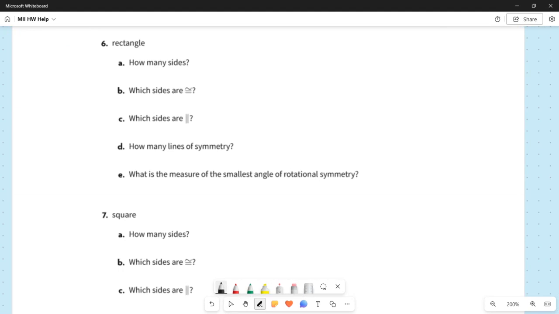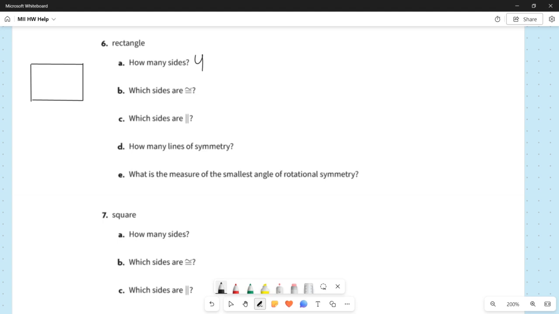Question 6, talking about a rectangle. So you guys have known since elementary school what a rectangle looks like. Okay. So there's my rectangle. How many sides? A rectangle is a quadrilateral, so it has 4 sides.